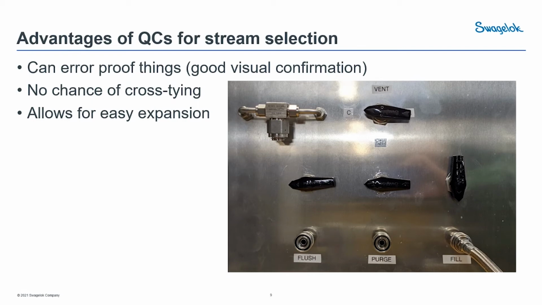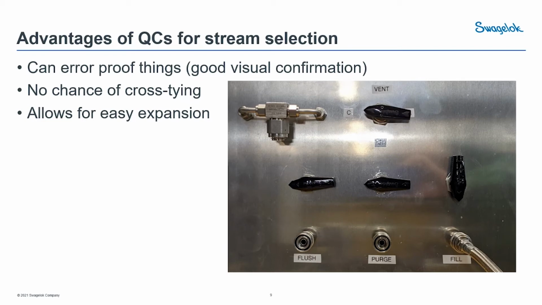Another nice thing is there's no chance of cross tying. If I just had these all plumbed together with valves, what happens if someone opens 3 valves all at once? Now you've got the purge, the flush, and the fill all going at the same time. You might put your fill product and mix it with your flush in your flush tank or in your water lines, which could be bad.